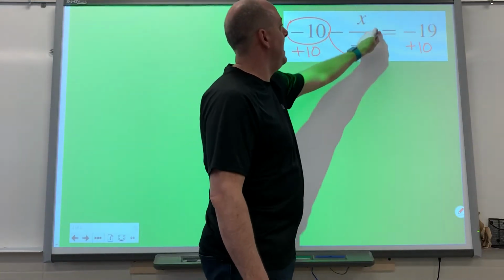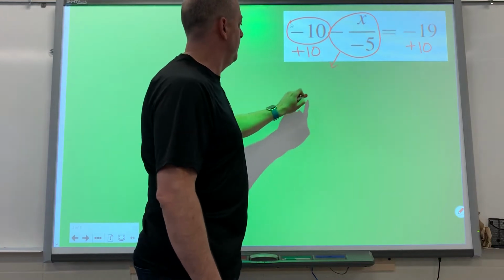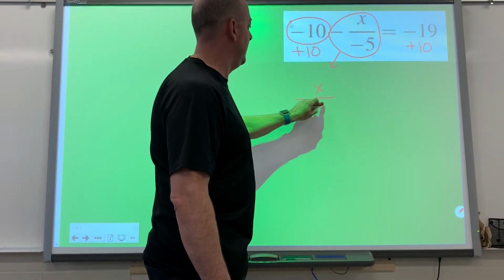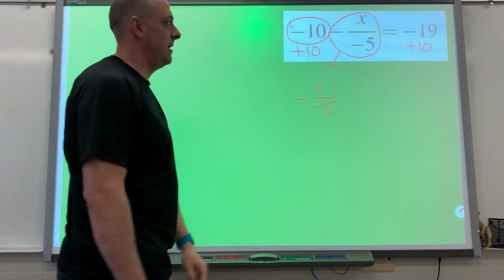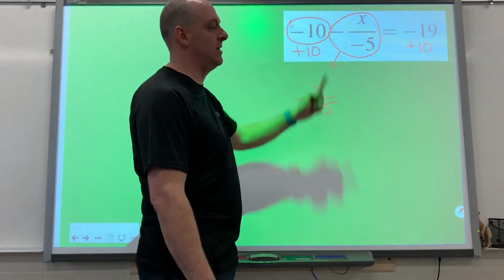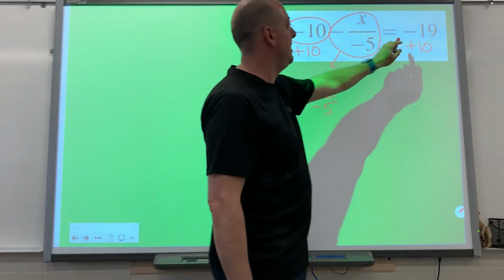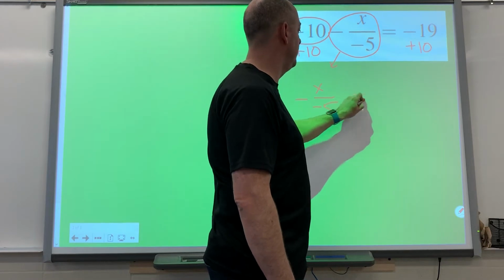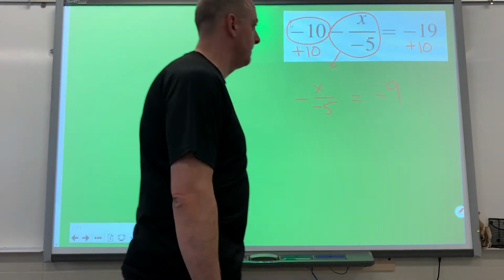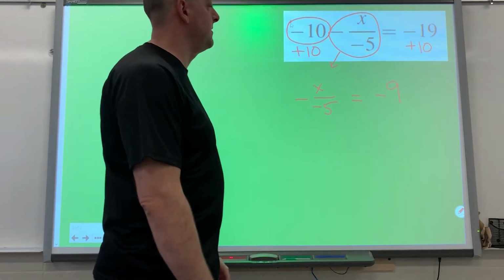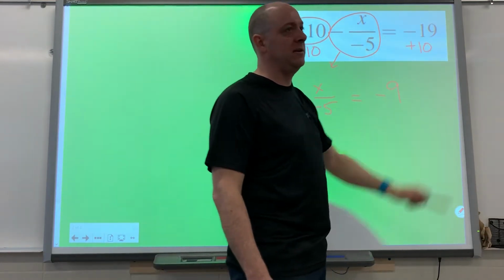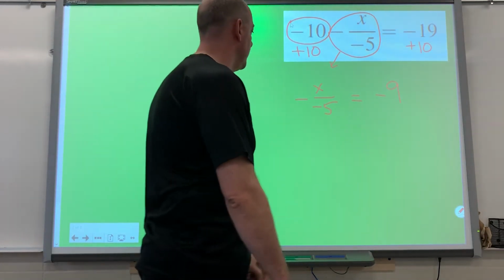This leaves us with negative x over negative 5 on the left-hand side. That all gets brought down because the negative 10 plus 10 is gone. Over here, minus 19 plus 10 is minus 9. Because if it's minus 19 outside and it gets 10 degrees warmer, it will be minus 9.